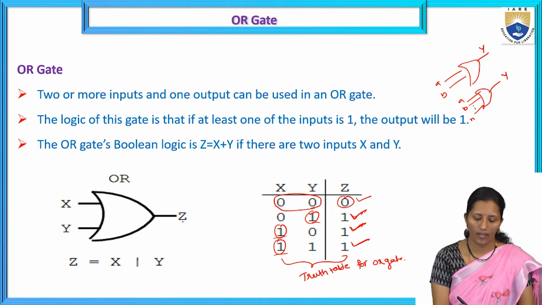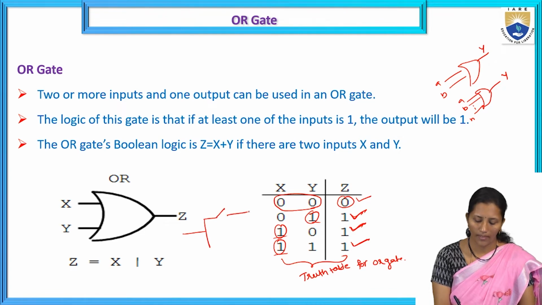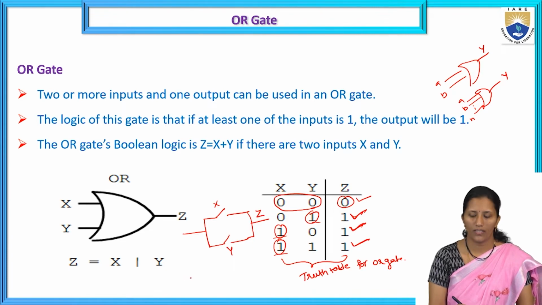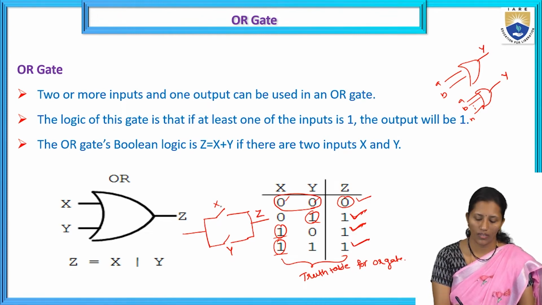Okay. So here it is like 2 switches connected in parallel. So here 2 switches x, y, and this is z. For example, x is 0, y is 0. X is 0, y is 0 means both the switches are open. So there is no voltage applied to x and y, then we are getting output 0 here.